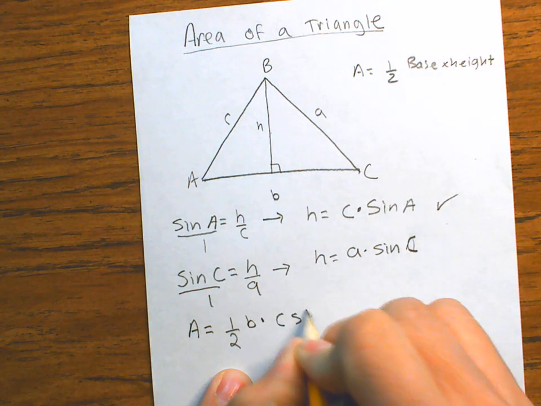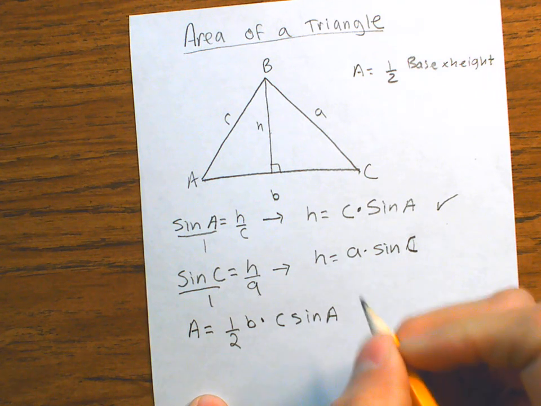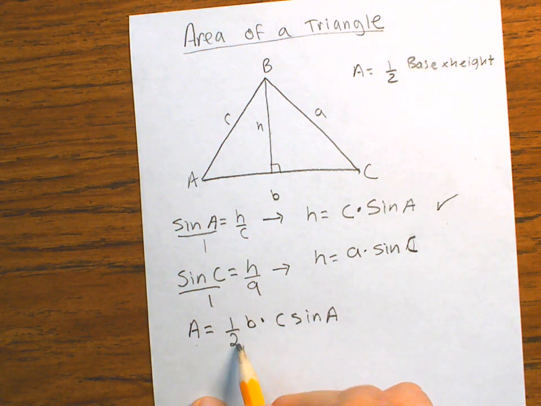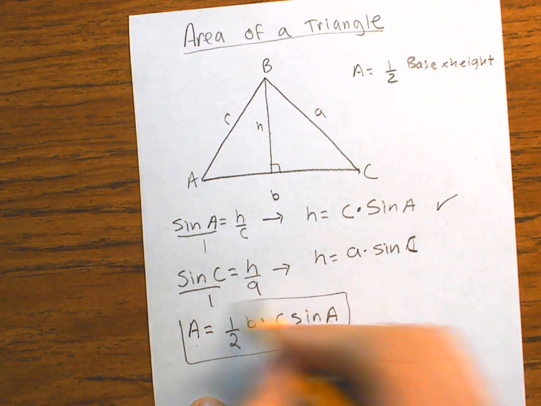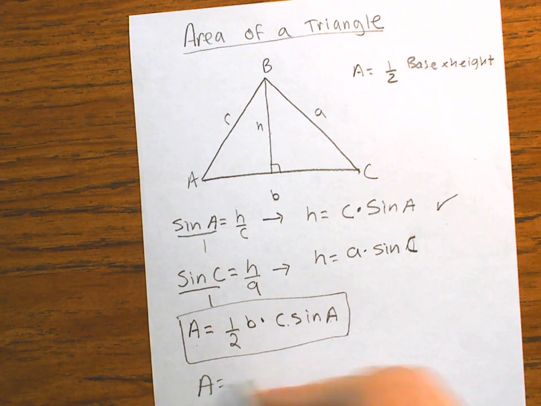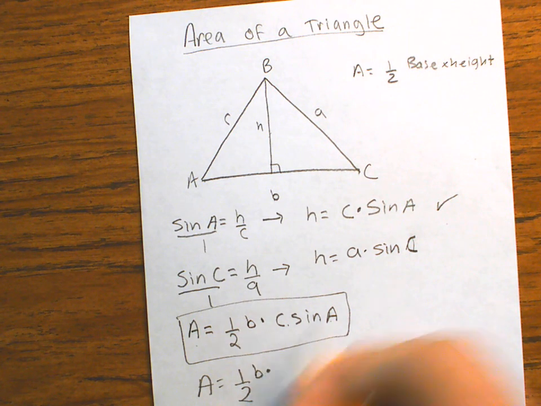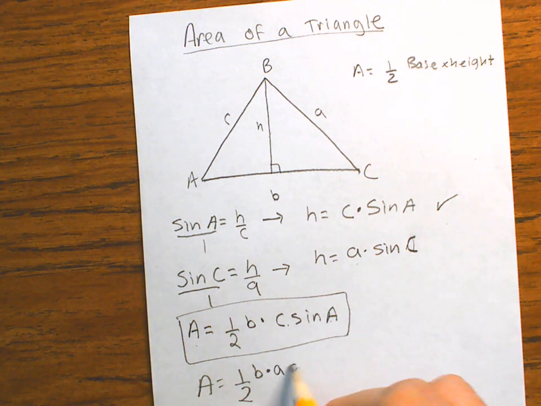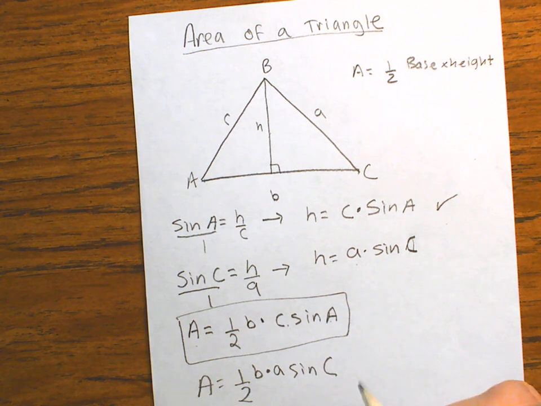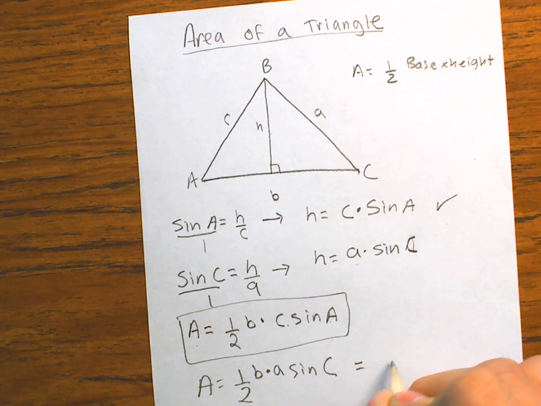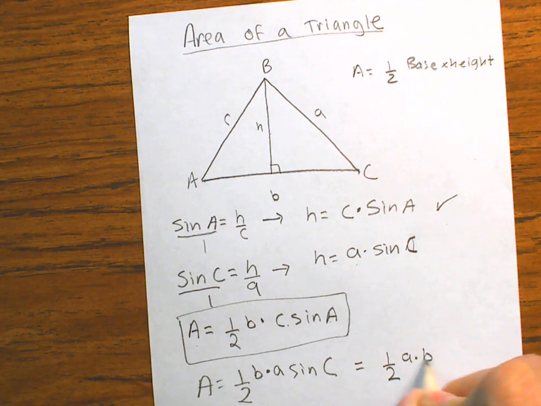Okay, so the area is 1/2 B times C sine of A. But I can also do the following. The area could be 1/2, the base, which is B, multiplied by A sine of C. If I were to fix this and put the A in order, this is the same thing as 1/2 A times B sine of C.